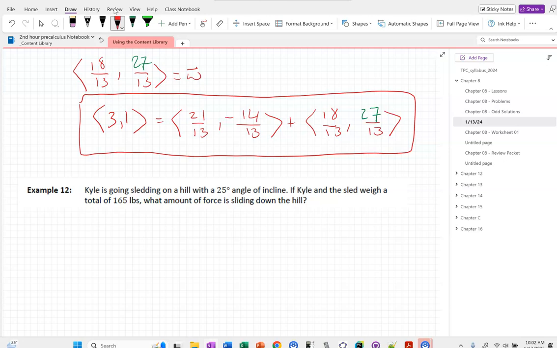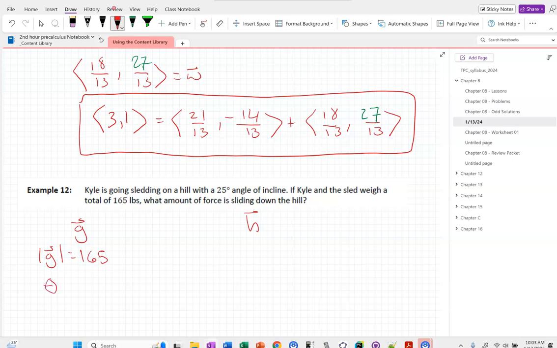So my first order of business here is to figure out what my vectors are, and I have two in this case. I have my gravity vector and my hill vector. Everybody's okay with that? The magnitude of my gravity vector is the weight. So that's the 165 pounds. Everybody's okay with that?